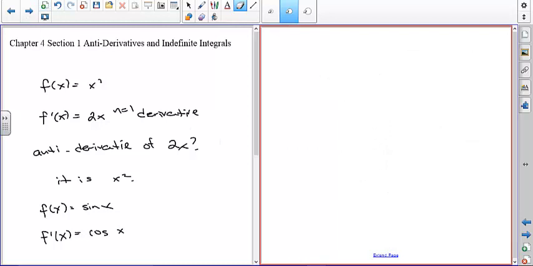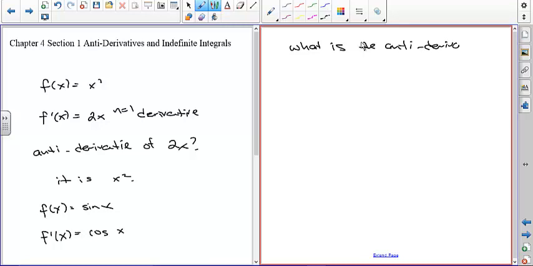Just as an example, if I said, what is the antiderivative of the following functions? x squared, x cubed, x to the fourth, x to the fifth. Well, the answers are, you add 1 to the exponent and divide by the new exponent.